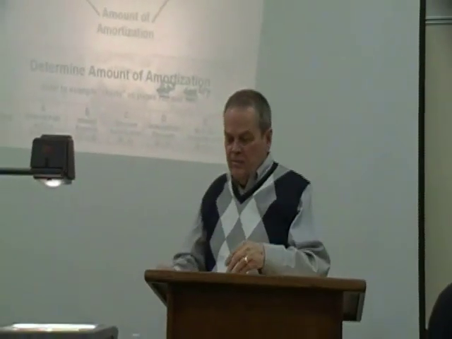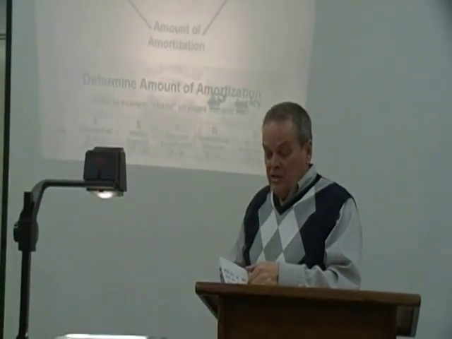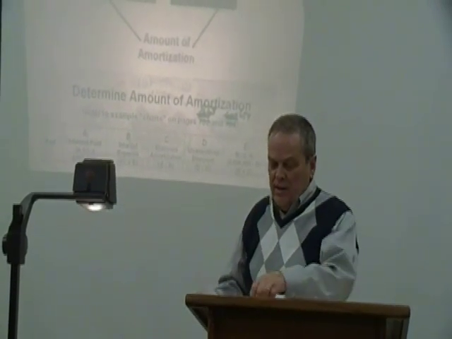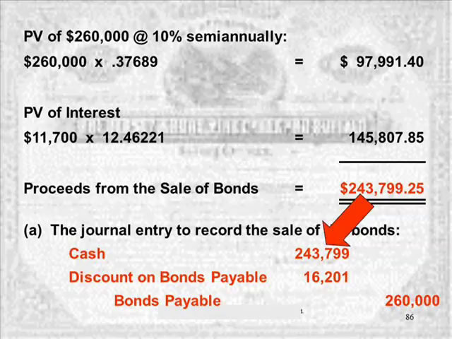Let's see what we can do to make some journal entries and make the calculations that would demonstrate what I'm describing to you right this minute. The sales price of the bond was debited to cash. Bonds payable was credited with $260,000. Discount was the plug.